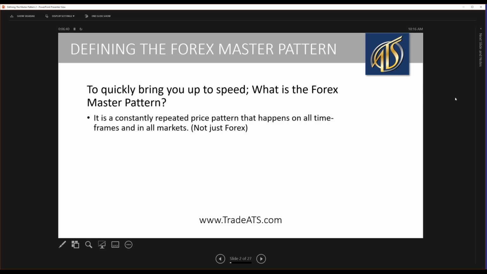What is a Forex master pattern? You guys already know this. It's a constantly repeated price pattern that happens on all time frames and in all markets. It's not just Forex, it's stocks, it's commodities, it's everything, because it's based on price patterns and how beliefs play out in the market, and the mediators in the buying and selling with the market makers. So it's based on that, and that happens in all financial markets.